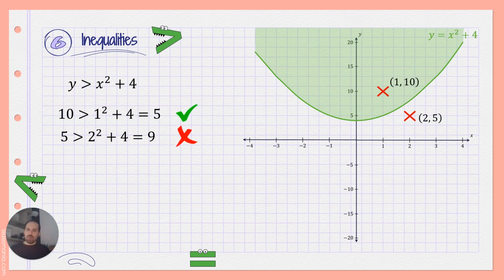Put in the point (1, 10), all good. Put in the point (2, 5), no, you get 5 greater than 9, which is incorrect. So we know that's not part of the region. So we can always check our answers like that, which is great.